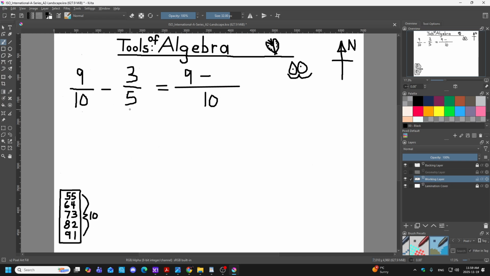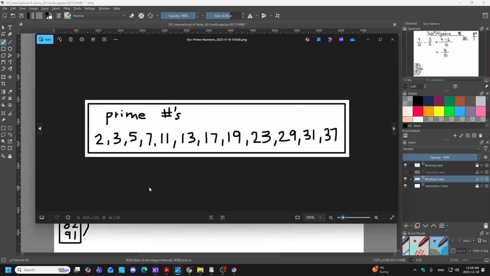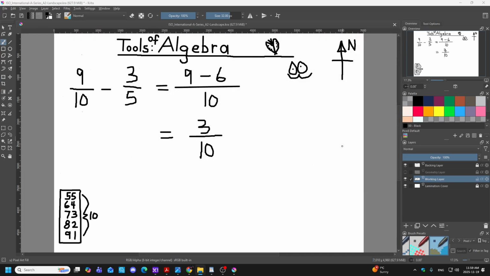What times 5 gives us 10? That's 2. 3 times 2 is 6. 9 take away 6. It's going to be a positive number. And that is 3. And we're left with 3/10. And also, let's have a look here. 3 is a prime number. Therefore, we are done reducing.